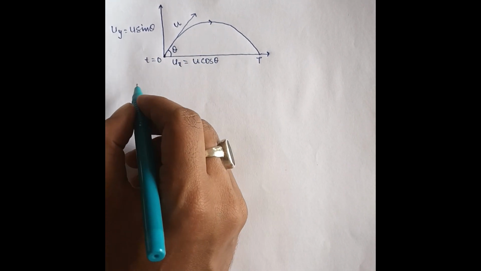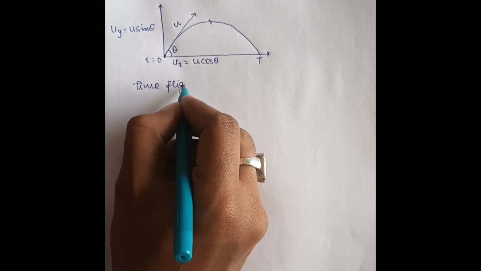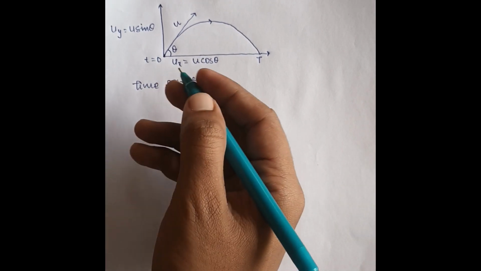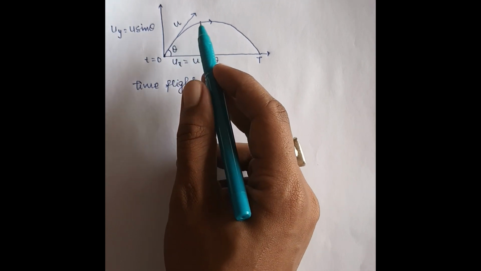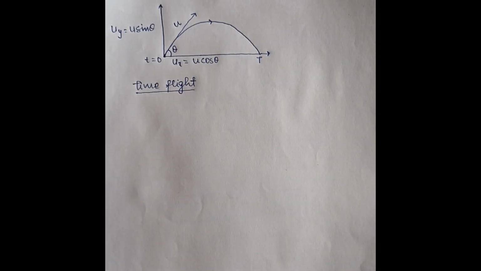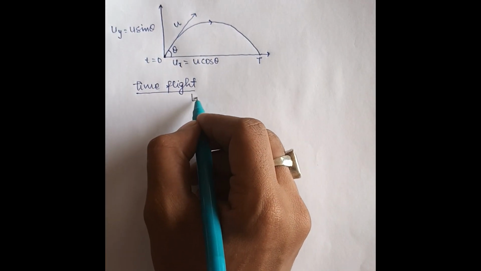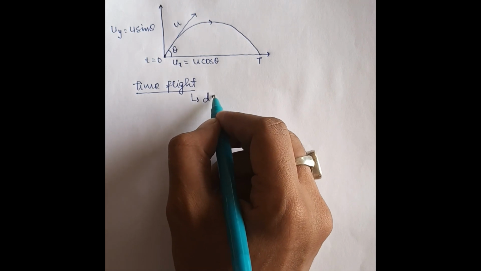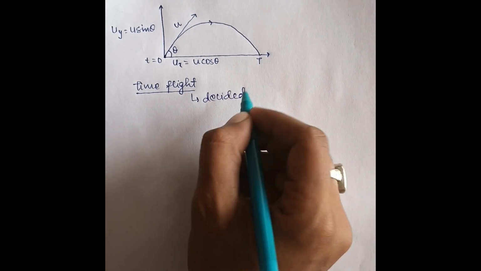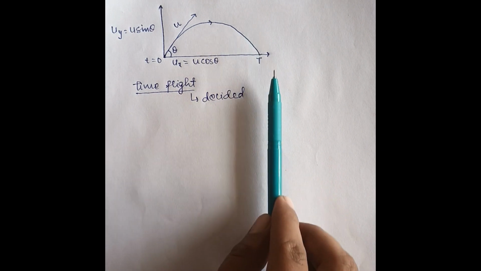Now we will find the time of flight. Time of flight means the total time taken by the object to stay in the air, that it is staying in the air for some time, and that we will be finding now. Now students, first of all, we have to understand that the time of flight is always decided by the vertical motion. Vertical motion means how much time it is staying in the y-axis.